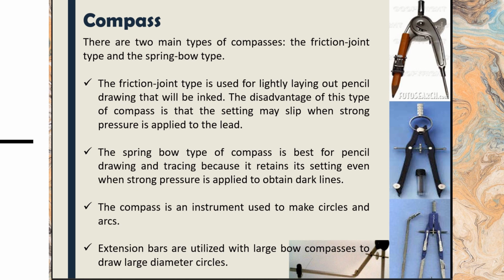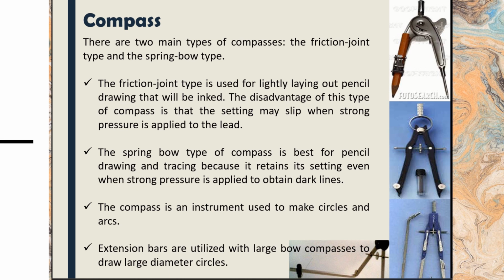The spring bow type of compass is best for pencil drawing and tracing because it retains its setting even when strong pressure is applied to obtain dark lines. The compass is an instrument used to make circles and arcs.